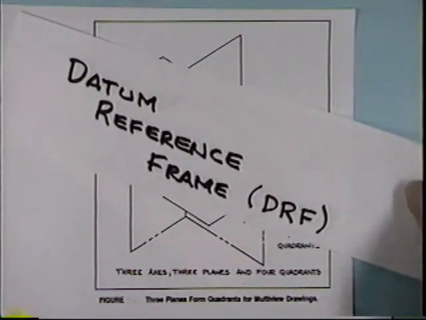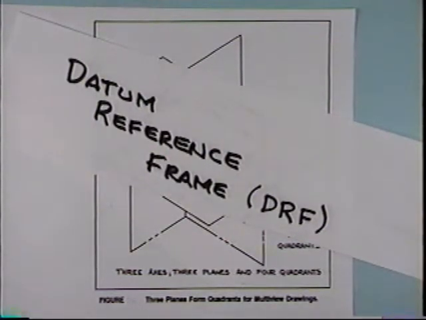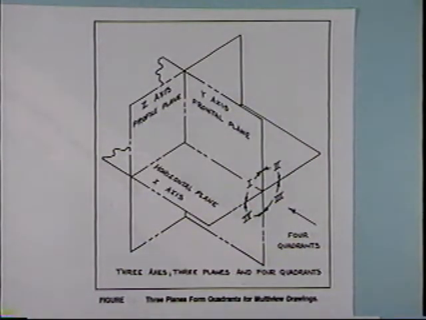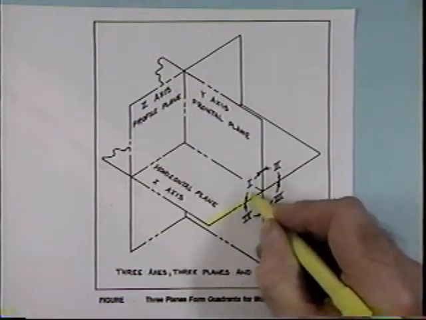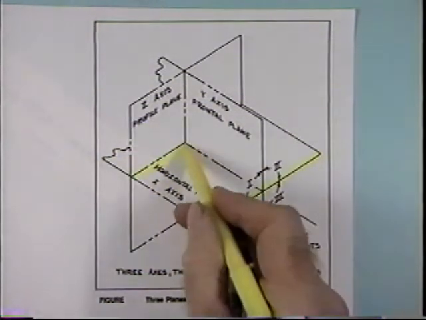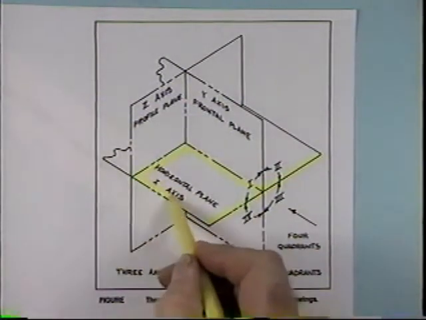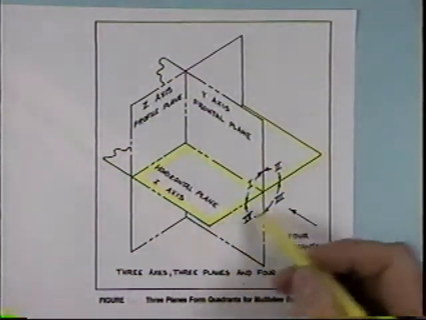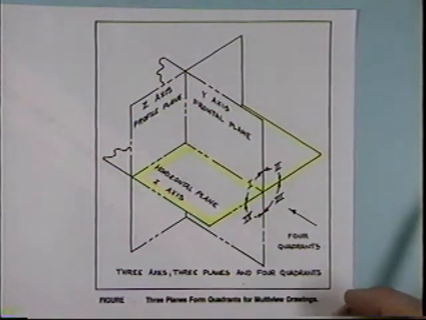The datum reference frame, also abbreviated DRF, is everywhere, and it's common to engineering, it's common to manufacturing, and it's also common to quality. When we think of the datum reference frame, we think of three mutually perpendicular planes. We possibly have a plane that goes in this direction, and that plane might be defined as a horizontal type plane, or a plane that we define as the x-plane.